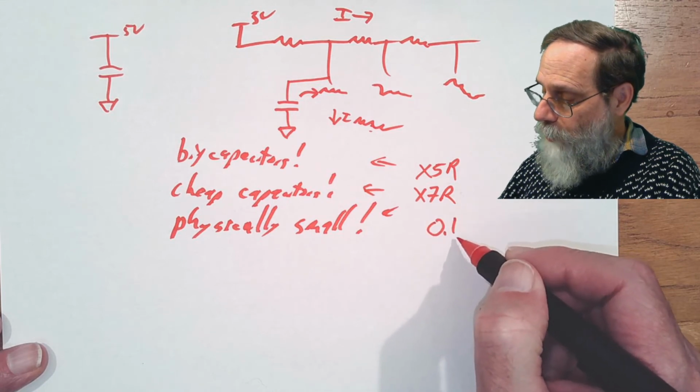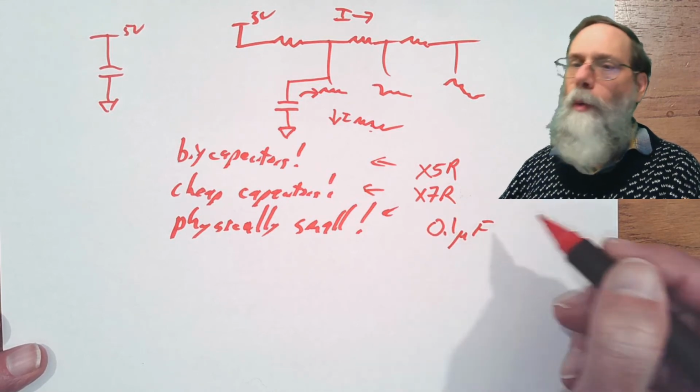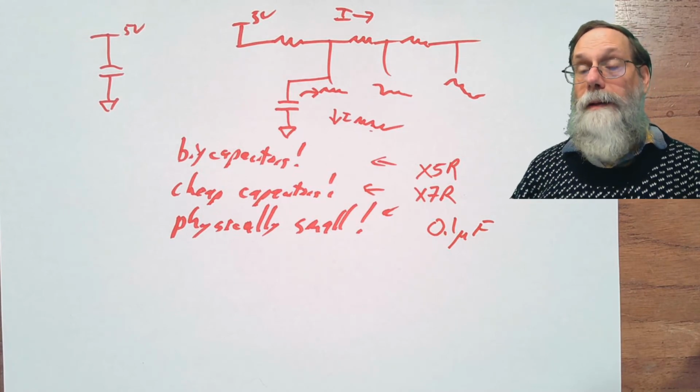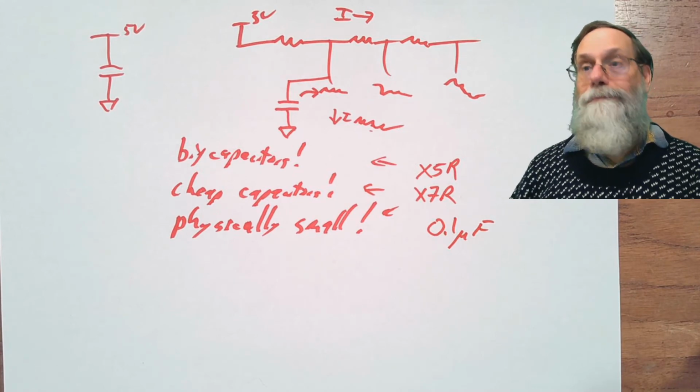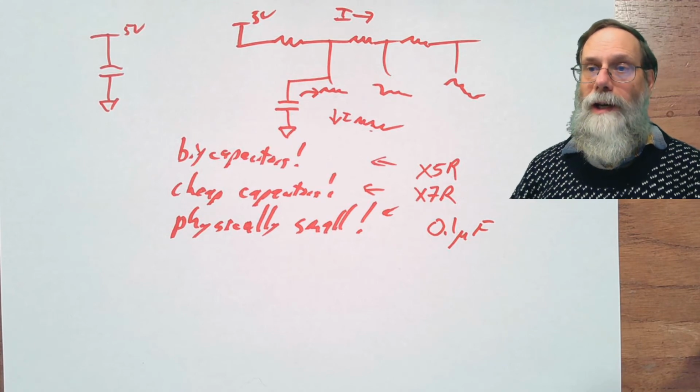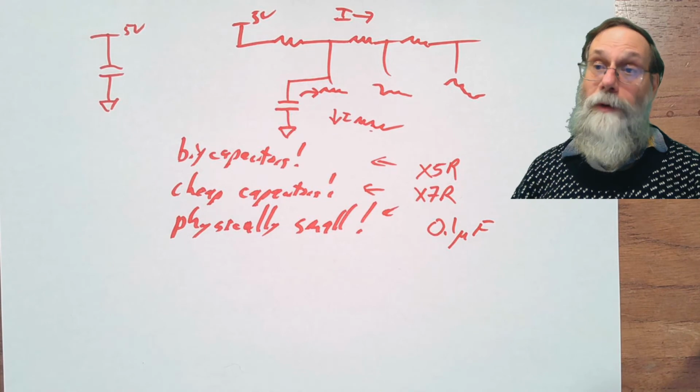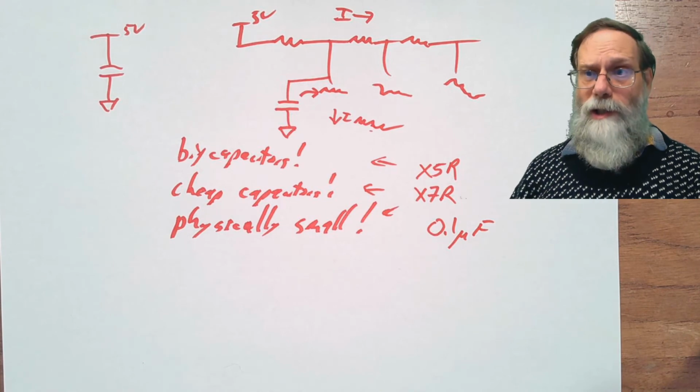So a lot of bypass capacitors are like this, and the size that was most popular on DigiKey was 0.1 microfarad. And it's probably just a popular size because it's the point at which these capacitors start getting more expensive. If you go to bigger ones than that, they start costing a lot more.